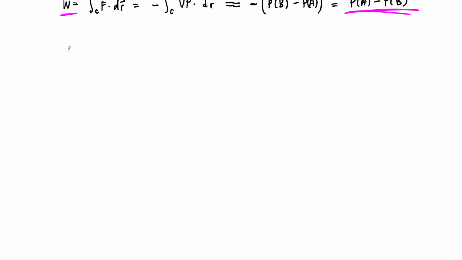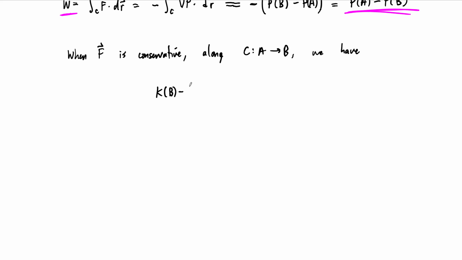And here's what we learn. All right, so when our vector field F is conservative, then along some curve C that connects A to B, again, the curve itself doesn't matter, it's just the endpoints. On one hand, we computed that K of B minus K of A was equal to the work, right? This is all equal to the work. On the other hand, we just computed that this same work is equal to the difference in the potential energy.